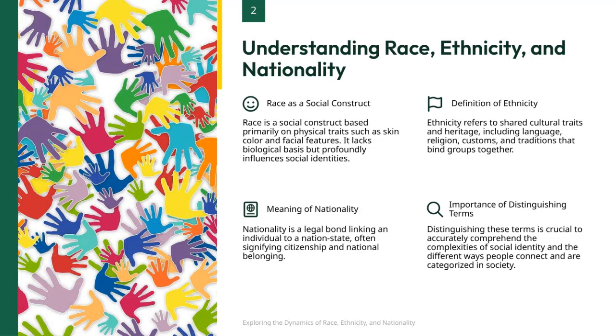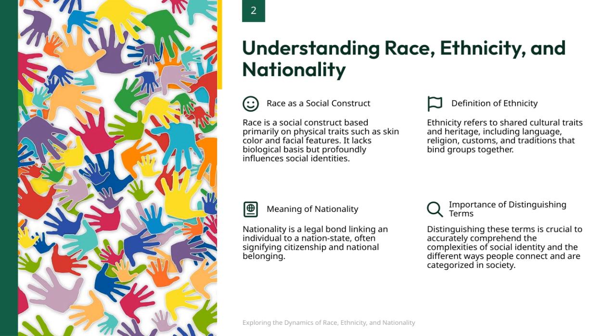When we talk about race, it's important to understand that it's essentially a social construct. This means that race is based mainly on visible physical traits like skin color and facial features, but it doesn't have a biological foundation. Despite this, race plays a powerful role in shaping how people identify themselves and how society treats them. Moving on to ethnicity, this refers to the shared cultural characteristics and heritage that bring groups together.